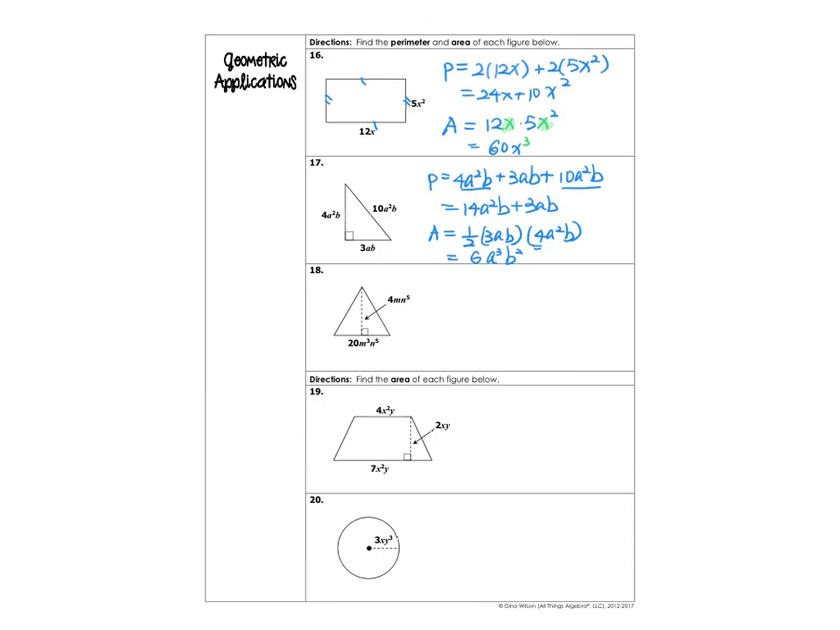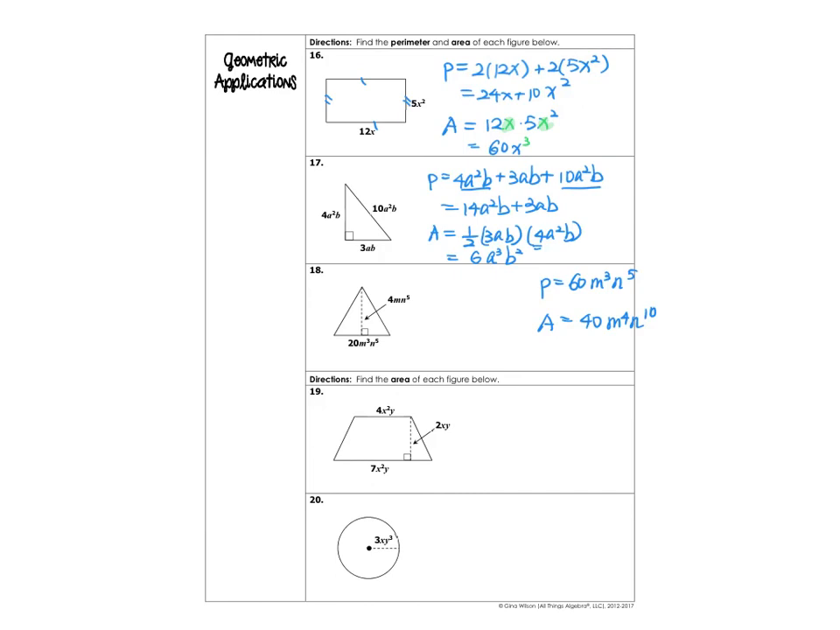Okay? I will leave 18 alone for you to do. The perimeter should be 60. And then the area is 40. That's the final answer for number 18.